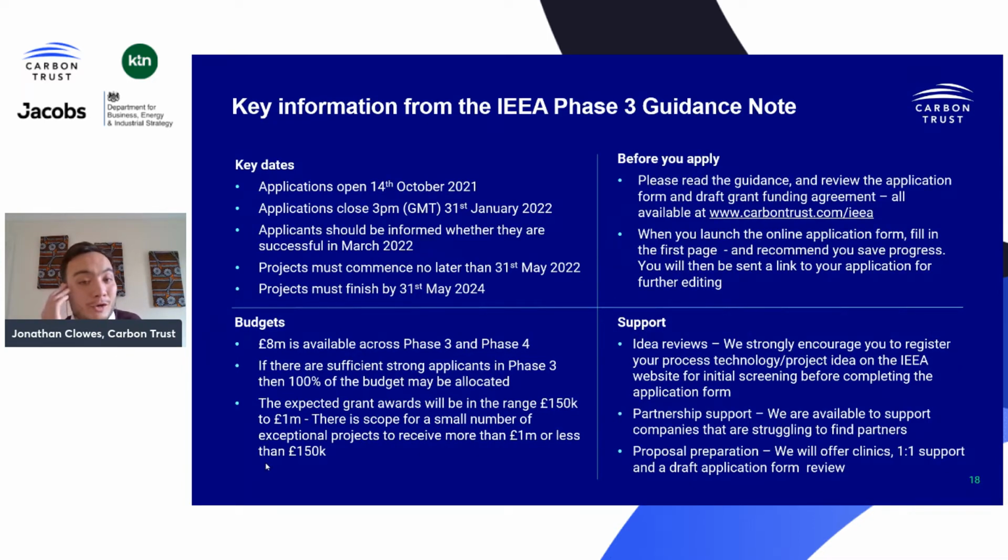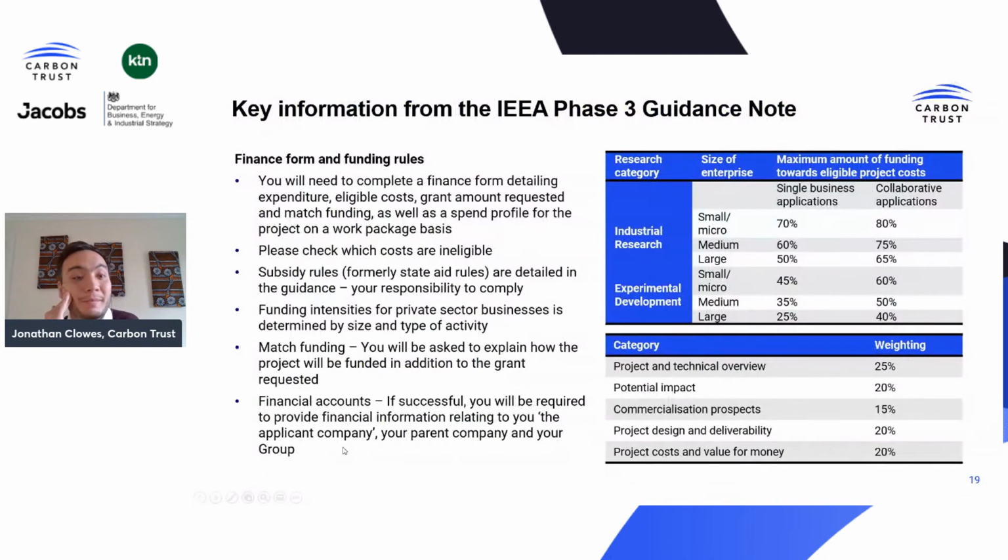So now on the next slide, onto the important topic of money. As mentioned, you'll need to complete a finance form, which captures the information on your project expenditure, eligible costs, grant amount, and spend profile for your project. Please do check which costs are ineligible and also the subsidy rules. Guidance on both can be found in the guidance note itself. In the table on the right, you can see the funding intensities available. These are determined by company size and type of activity.